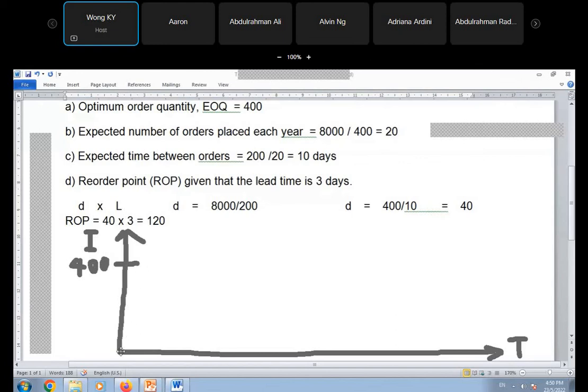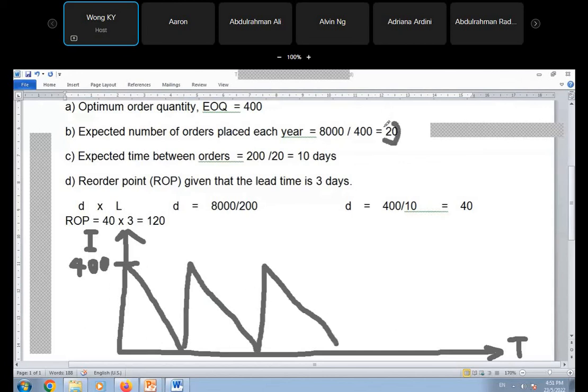Imagine we receive the optimal order quantity at time 0, so 400. So we start here. As time passes, we will consume the inventory, right? So it will decline until it reaches 0. Of course, the new order will arrive, right? When the order arrives, it will go back up to 400, and after that we will use up the inventory again. It will decline, and the cycle will repeat. This cycle will repeat for 20 times because we have to make 20 orders per year.